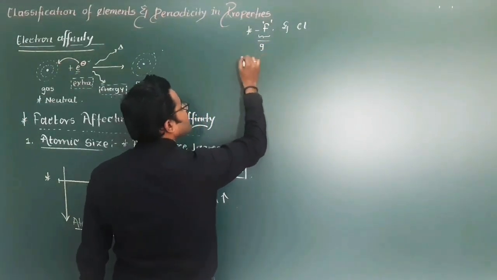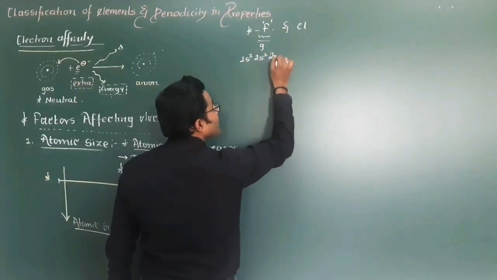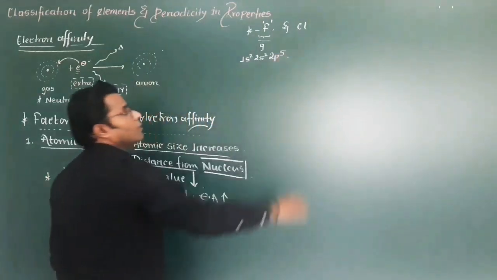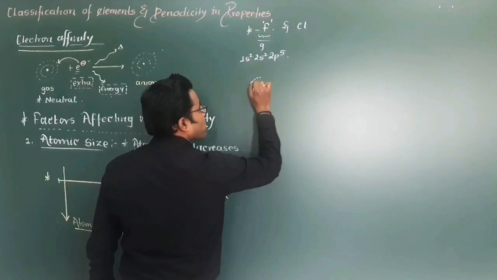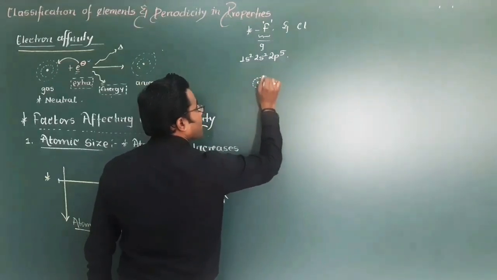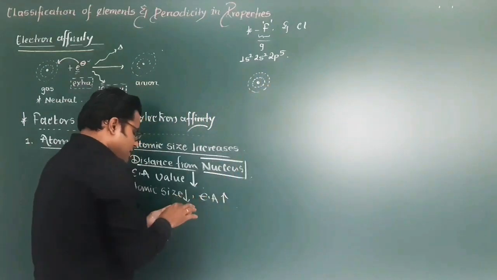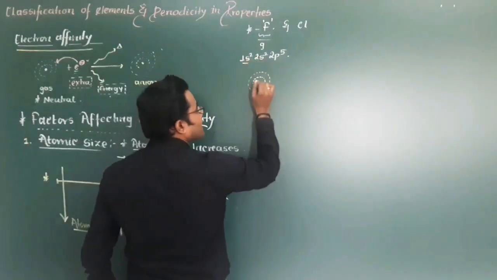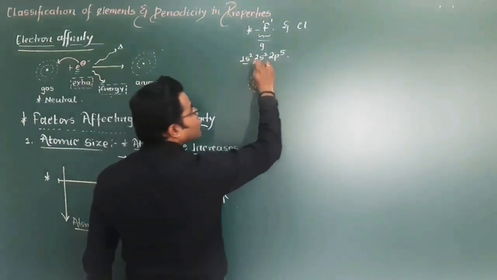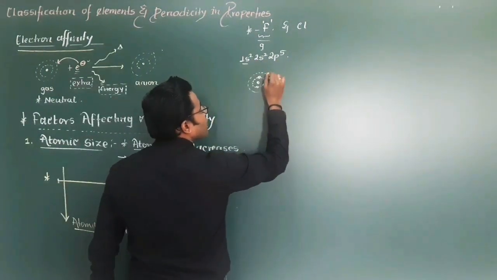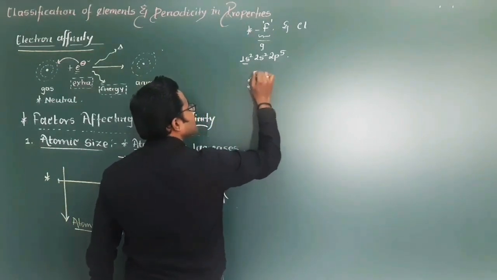So the electronic configuration for this will become 1s2, 2s2, 2p5, right? So in such a condition, what is going to happen? First, let's add 2 electrons: 1, 2. Next, there are 2 plus 5, 7 electrons. So 1, 2, 3, 4, 5, 6, 7.